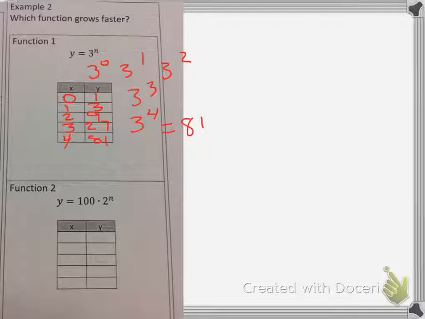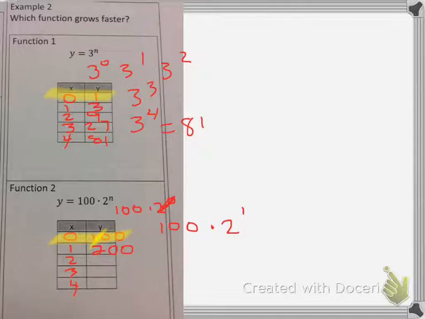Now it's important that we use the same set of x values for the second function, or we're not really comparing like things. So we're going to do 0, 1, 2, 3, and 4 again, substituting into this function to see which one grows faster. We'll go 100 times 2 to the 0. 2 to the 0 is 1, so 1 times 100 is 100. Looking at both functions at that value, the second function is bigger because it's at 100 and the first function is only at 1. But let's see what happens next. 100 times 2 to the 1st power, when we put it in our calculator, gives us 200.